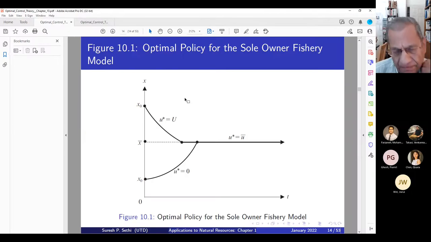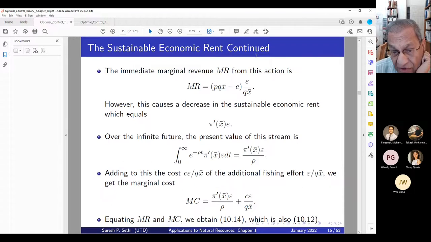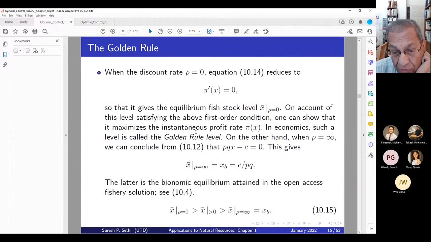So we are here, right? If we take different steady states, and suppose I give you a steady state and I ask you to stay on the steady state, then among all the steady states that go from zero all the way up, you want to find the best steady state. And that best steady state is called the golden rule. The golden rule, which is the best steady state, is given by that.